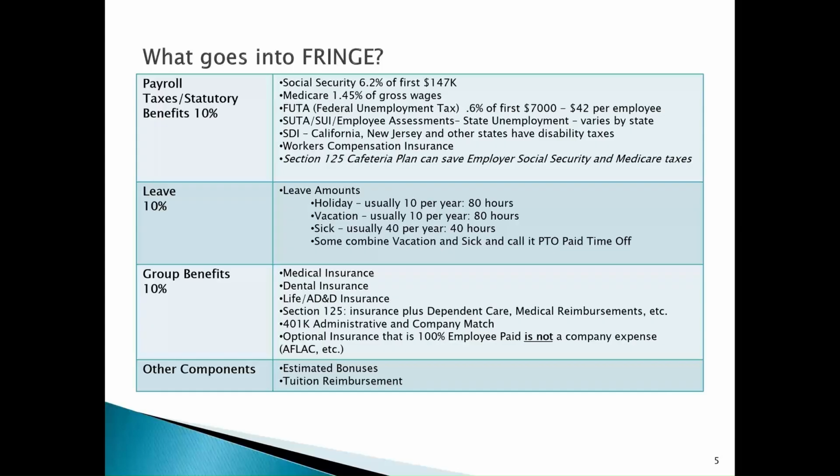Optional insurance that's 100% employee paid is not a company expense. Example of that would be Aflac. But here's the deal. When you're designing your benefit package and you're trying to attract people to come work for your company, they're going to ask you, how much is my health insurance premium going to be? And it used to be that people would go, well, listen, we're just super generous and we're going to pay 100% of all the employees' medical insurance, and we're going to pay 50% of the family insurance. Well, and we're going to offer dental insurance and we're going to pay 100% of that because we want benefits like that for ourselves as the owner.